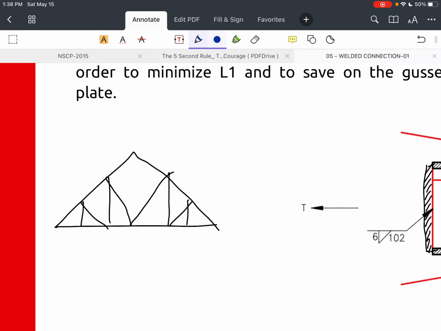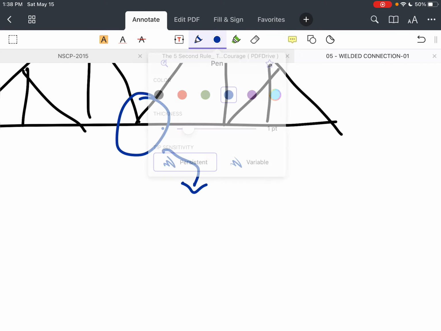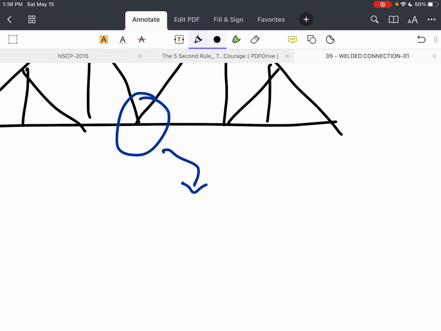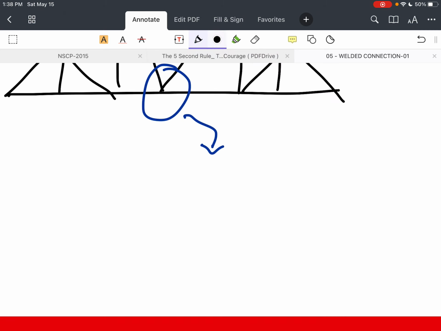So, blow up natin tong connection na to. Okay? So, ano pwedeng mangyari dito? Meron kang tatlong angle na magko-connect-connect. Diba? So, meron kang, ito yung thickness.